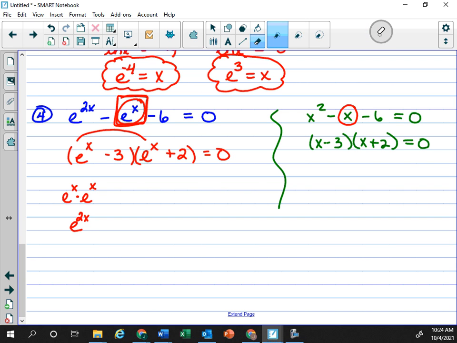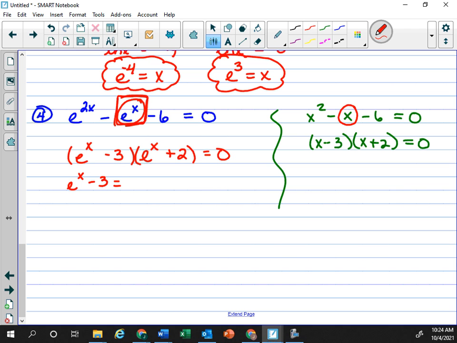Okay. So then we've got to solve. Factoring step 1, we still have to actually solve. So I've got e to the x minus 3 equals 0. And I've got e to the x plus 2 equals 0. Okay, so the first one is really e to the x equals 3.